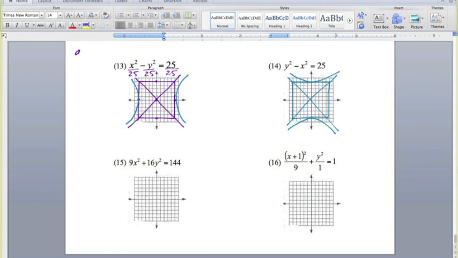Number 15 is going to be what? An ellipse. We can tell that because they are both squared. They are added, but unlike the circle that we saw, they have different numbers in front of them. So that means that we're going to be stretched out in one direction, either tall or wide. Whereas if the multipliers are the same, then it's equal in all directions. For an ellipse, we need it equal to 1. So we're going to divide this by 144 across.